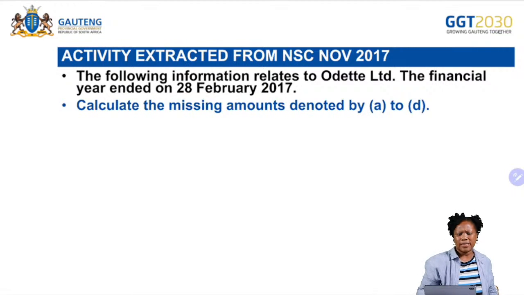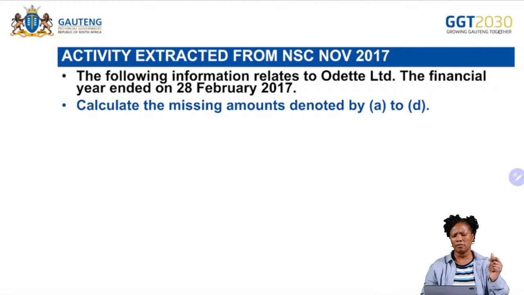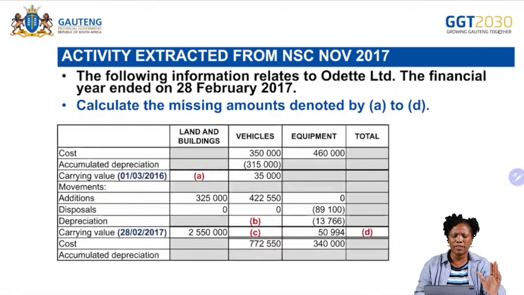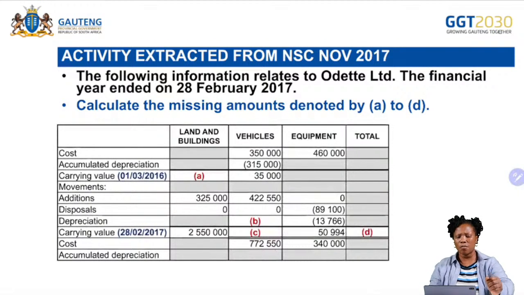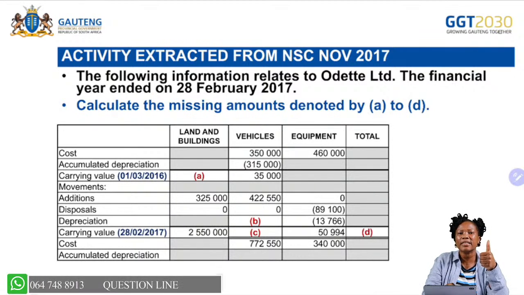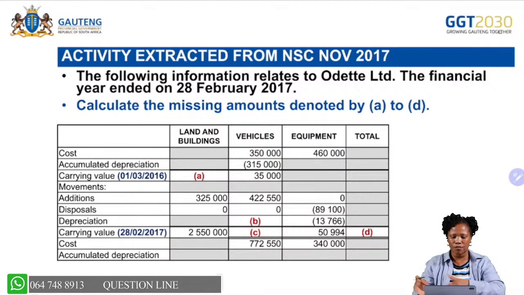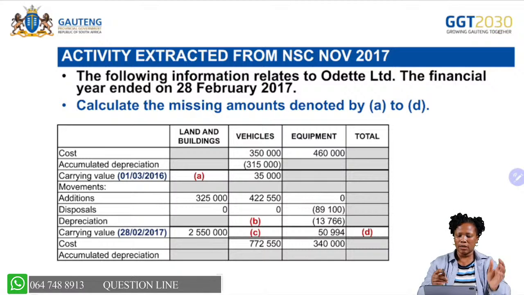I want you to calculate the missing amounts that are denoted by A up to D. So that is what we're going to do for now. That's your note number 3. If you can check from the note number 3 that is given to you, the first part we need to calculate is the carrying value. Remember, it's very important that you check the beginning of the year and also the end of the accounting period. Any activity that you do, you need to know exactly what is the beginning and the end of the current year. As you check, we have a missing figure, which is the carrying value.